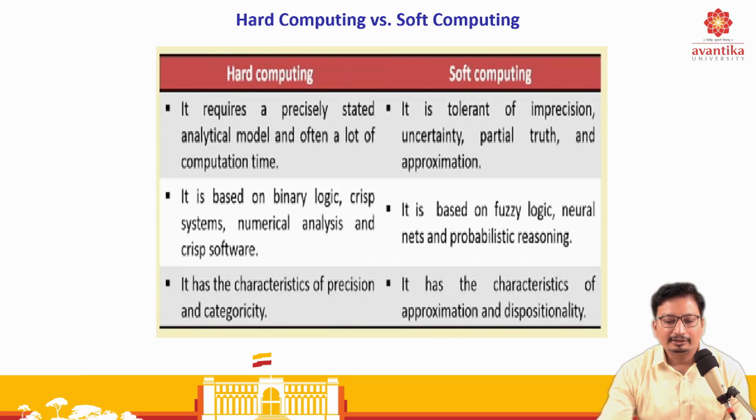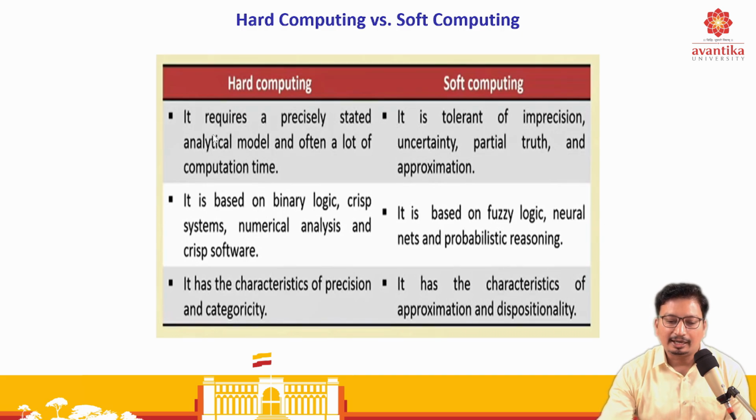Hard computing is based on binary logic, the crisp system or numerical analysis, where we generally use exact software for doing the computation. And soft computing, as we know, is based on fuzzy concepts, neural networks, and probabilistic reasoning. So here we don't require crisp software, but they are adaptive in nature, which can adapt according to the environment. Next, hard computing has the characteristics of precision and categoricity, which are not there in soft computing. Soft computing has approximation and dispositionality.